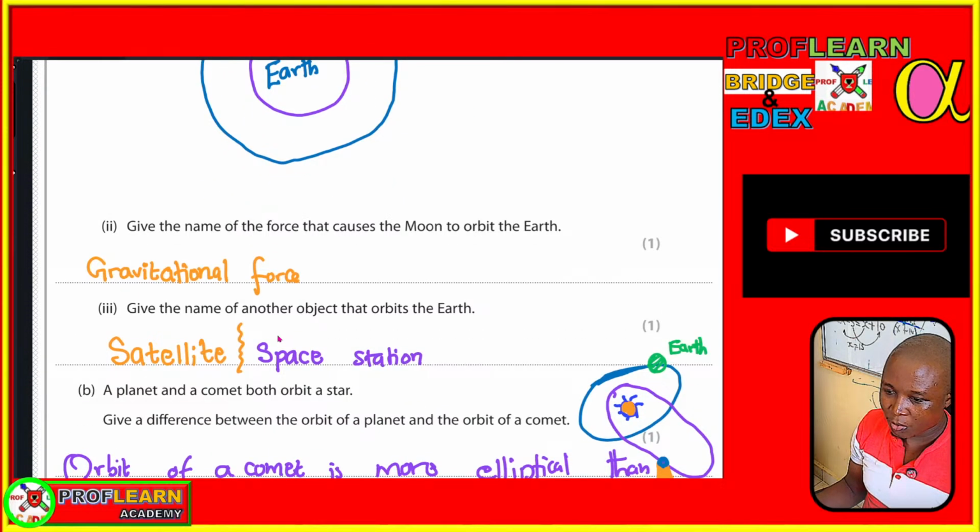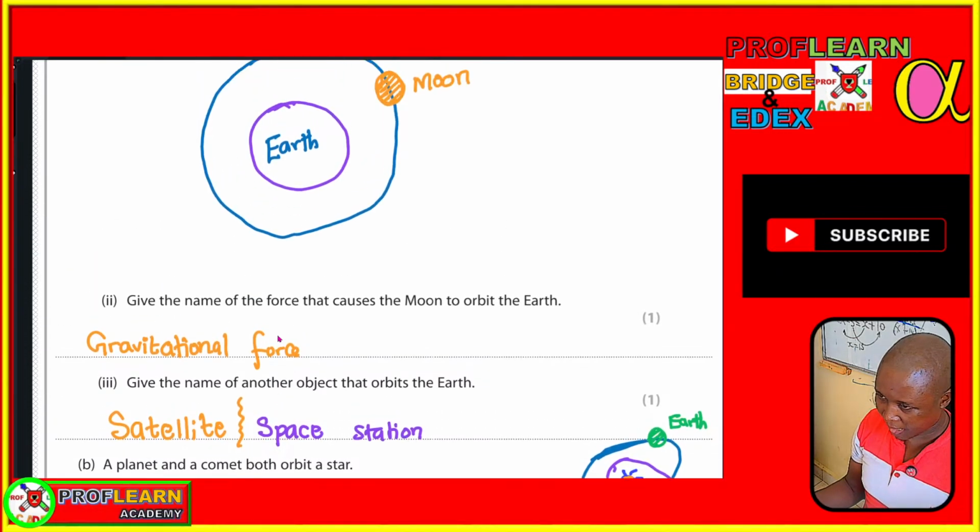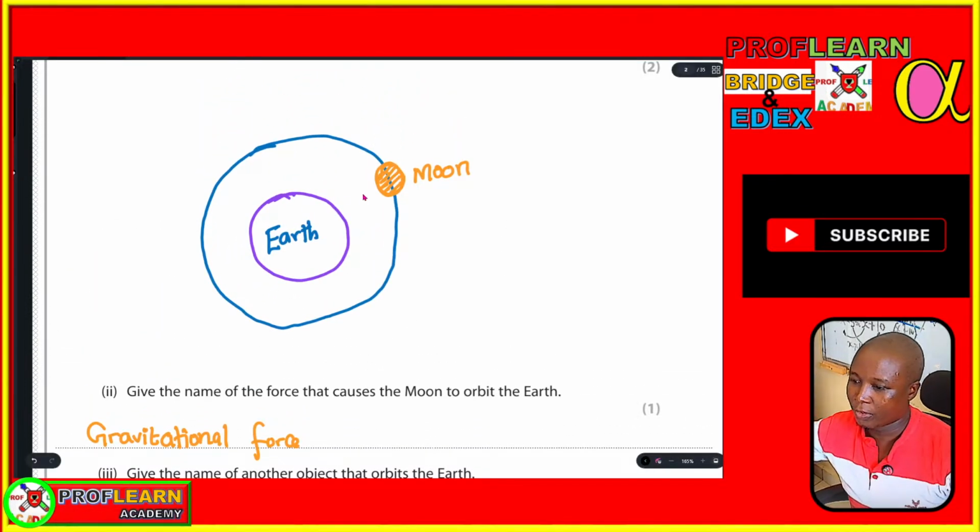I hope there is no question on that part. And then we need to talk about the force that keeps the moon in its orbit. That's gravitational force, and it acts so that the moon is pulled toward the center of the Earth, so it keeps on orbiting around.